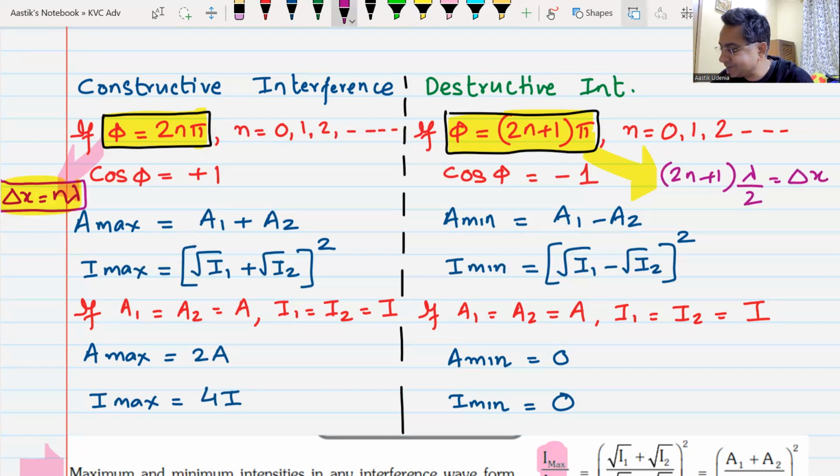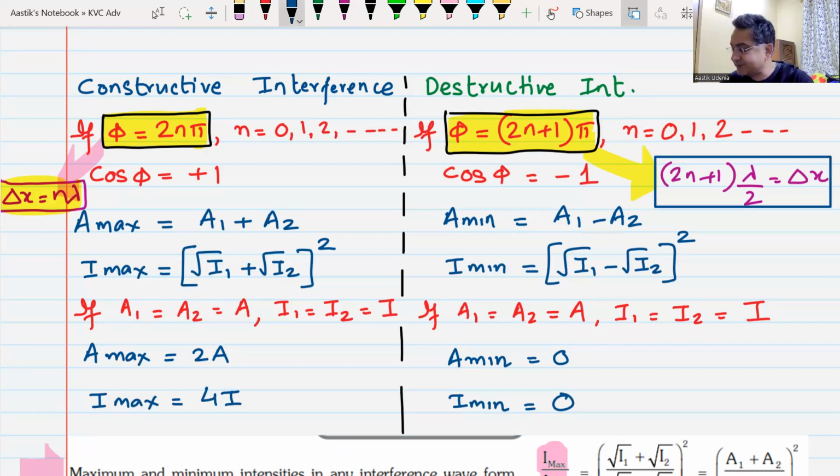Do we understand this? Yes or no? Is that what you said, or did you say something else? Yes? Said that only, sir. Okay, I thought that you had said 2n plus 1 by 2 lambda. 2n plus 1 by 2 lambda is wrong. It is 2n plus 1 into lambda by 2. That is what we must say. Everyone gets this, yes or no?